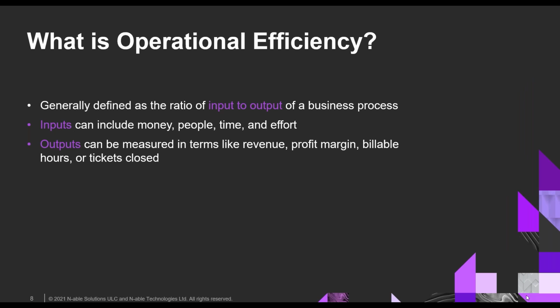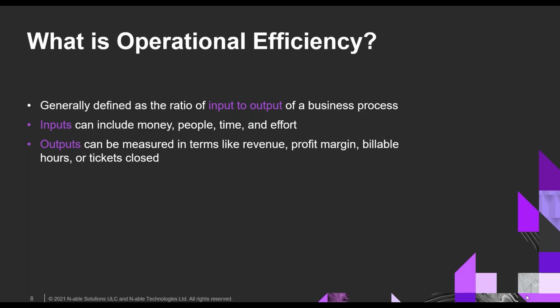So operational efficiency is generally defined as the ratio of input to output of a business process, right? How much are you putting in and what are we getting out for the efforts that we have put in? So when we look at operational efficiency, we think of inputs as pretty much any finite resource that we have inside our organization. And then when we look at our outputs, we're going to be looking at these along the lines of what are we gaining from this, right?